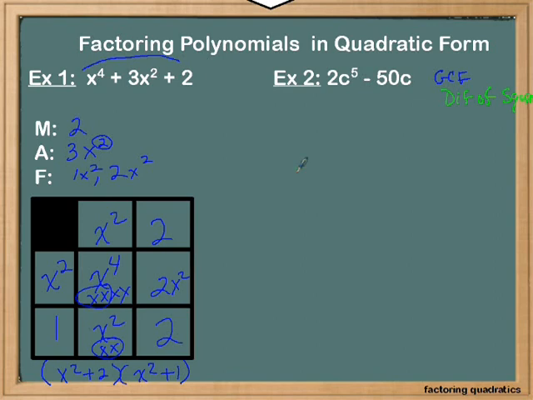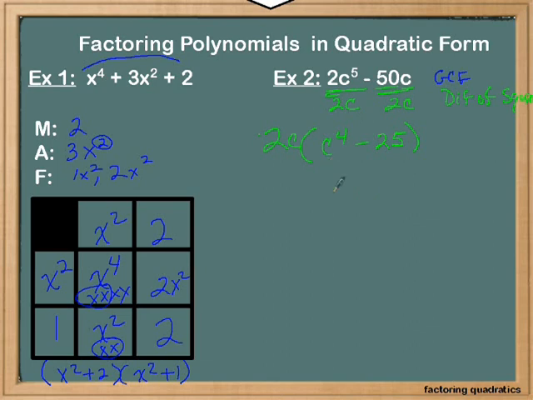So here we go, looking for a GCF because I have 2 terms, and I'll notice that they both have a 2 in common and they both have a c in common. So that means I'll be taking out a GCF of 2c, leaving behind, or I can simply divide by 2c, and I would get c to the 4th minus 25. Now I have to see if I can break this down even further.